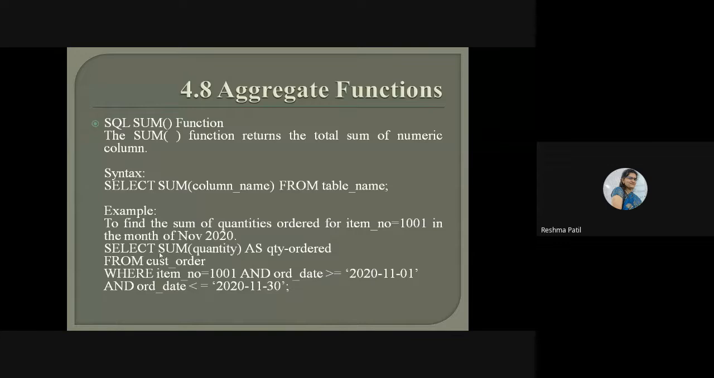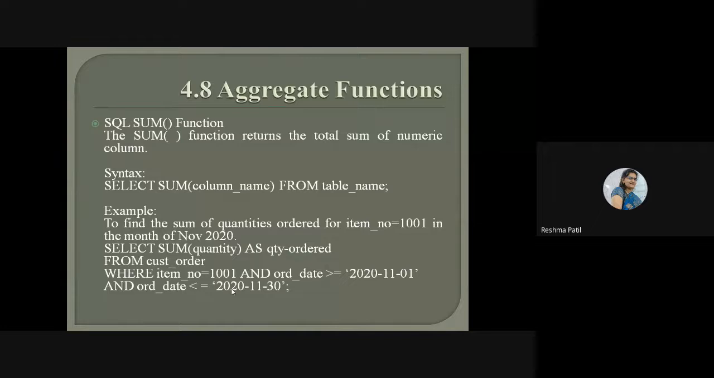So how can we write this query? Select sum of quantity. On which column we are going to apply it, that column name is quantity ordered, this is the header name of the result column, from customer order. So here we are going to work with the order table, that name is customer order, where item number is equal to 1001 and order date is between 1st November 2020 and 30th November 2020.